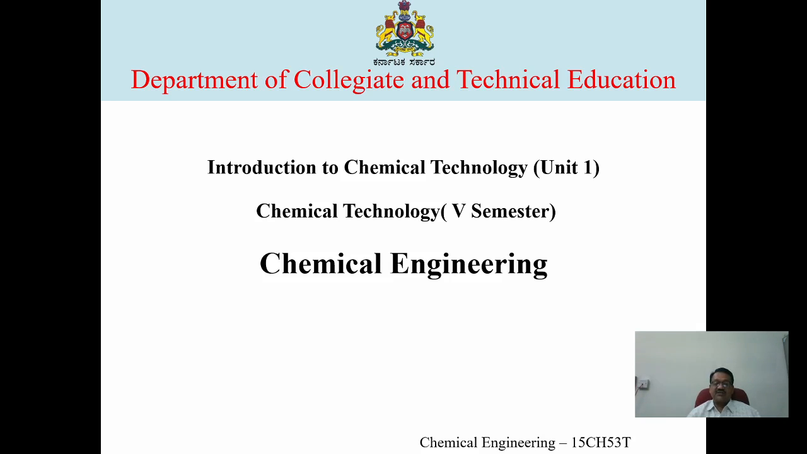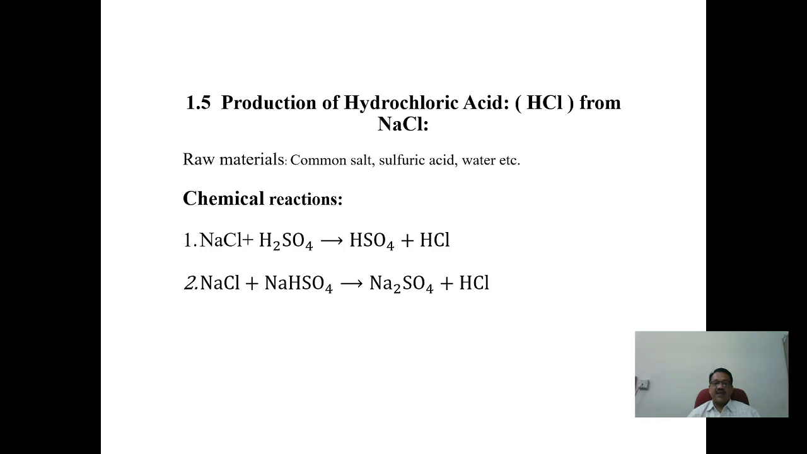So these are the things which we have studied, and we have seen the flow charts for each process. We have seen what equipment is used there. Today in session 5, we discuss the manufacture of hydrochloric acid, HCl. It can be produced by two methods.